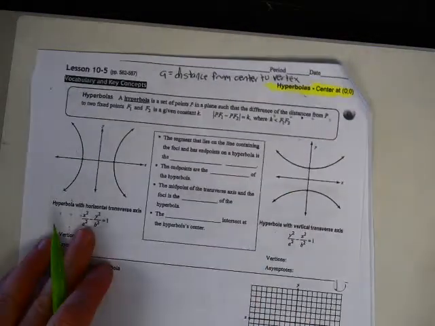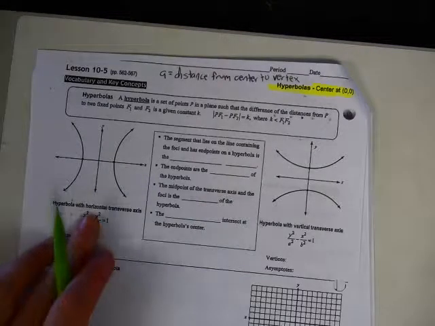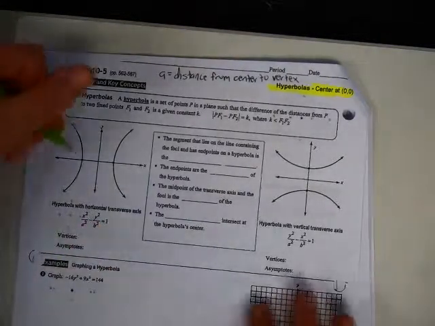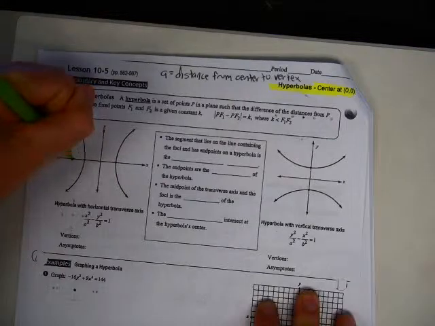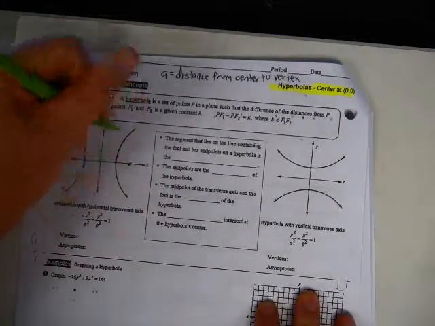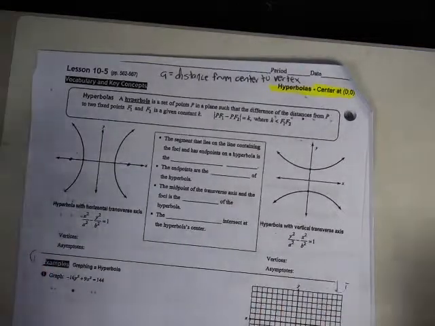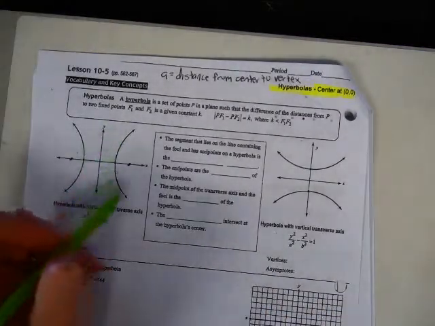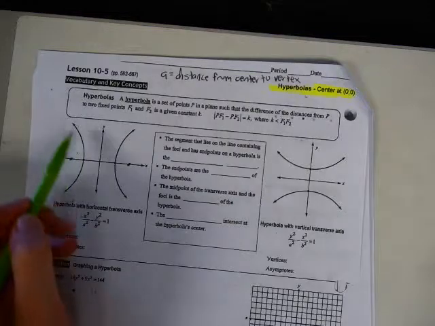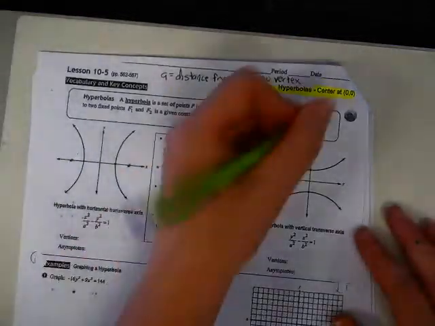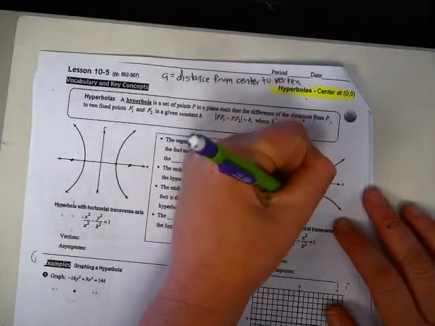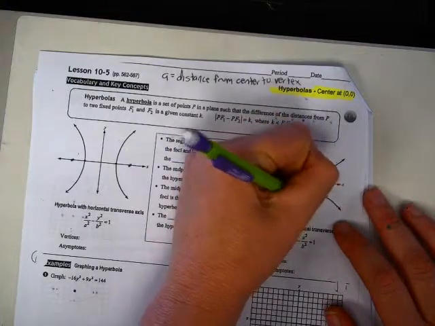And in these hyperbolas, there are two foci. The foci are both inside the bowl. And these are called branches. So the two curves are called branches. So in this one, the two foci would be right there. I'll label them with an F.